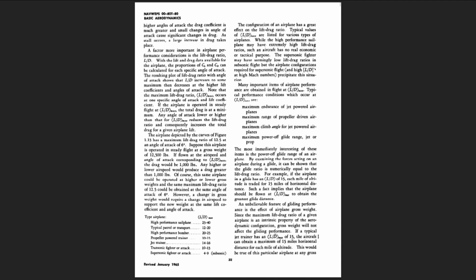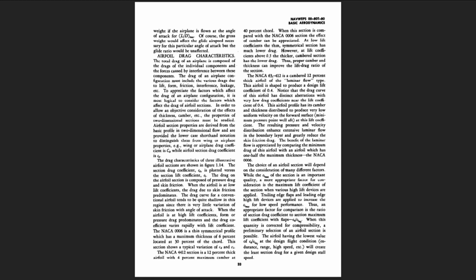An unbelievable feature of gliding performance is the effect of airplane gross weight. Since the maximum lift-to-drag ratio of a given airplane is an intrinsic property of the aerodynamic configuration, gross weight will not affect the gliding performance. If a typical jet trainer has an L/D max of 15, the aircraft can obtain a maximum of 15 miles horizontal distance for each mile of altitude. This would be true of this particular airplane at any gross weight if the airplane is flown at the angle of attack for L/D max. Of course, the gross weight would affect the glide airspeed necessary for this particular angle of attack, but the glide ratio would be unaffected.